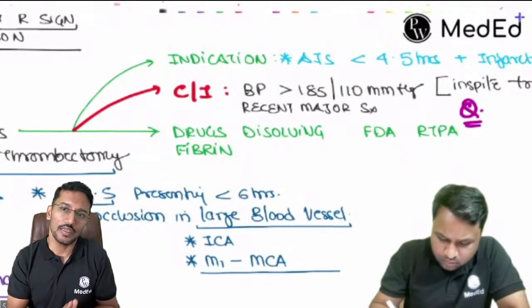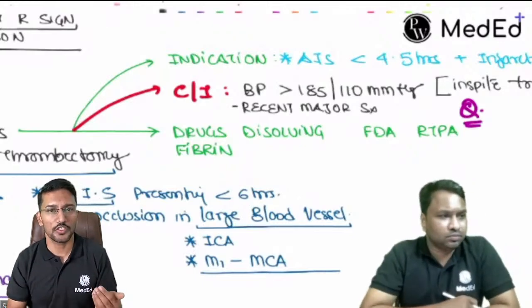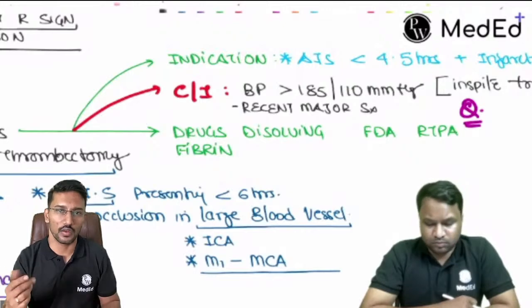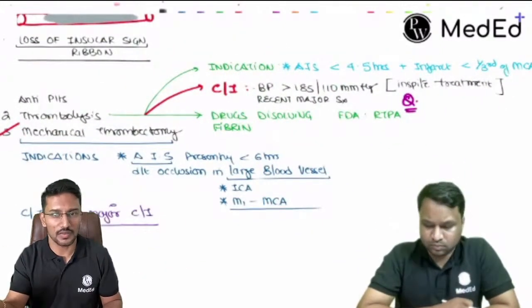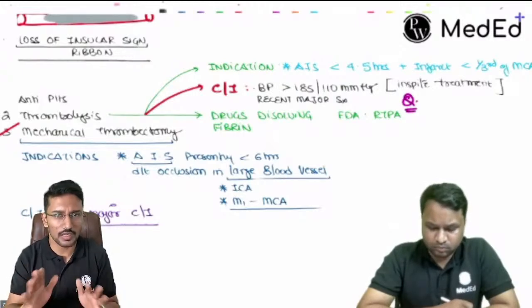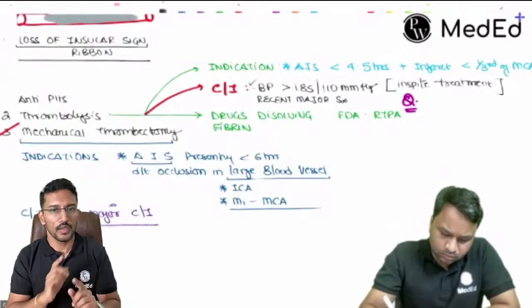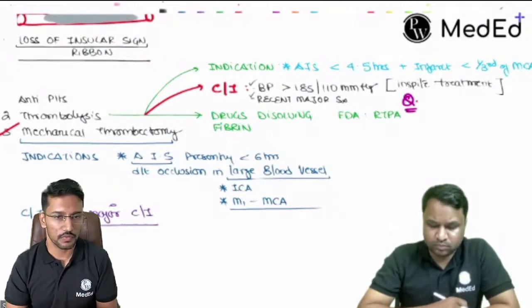Recent major surgery. In some of the books, they mention any infarct which is more than 1/3 of the MCA territory is a contraindication, which, if it is not an indication, fits in there, right? So we don't need to specifically remember that, but be aware of it. Okay, so indication, contraindication, we are familiar.